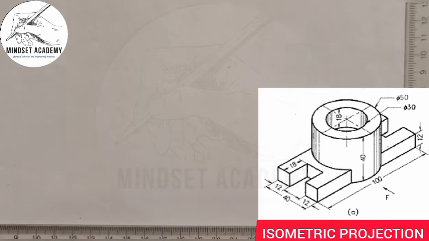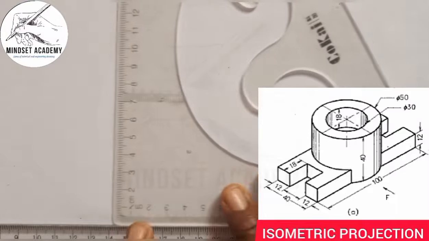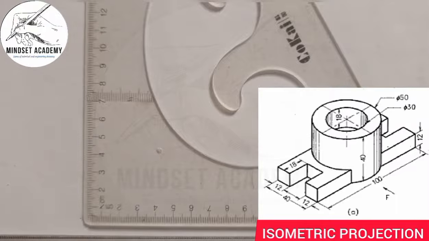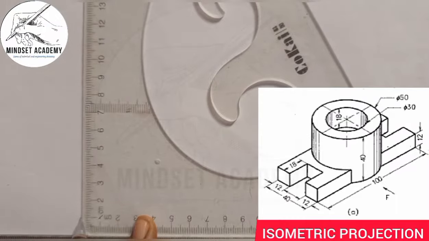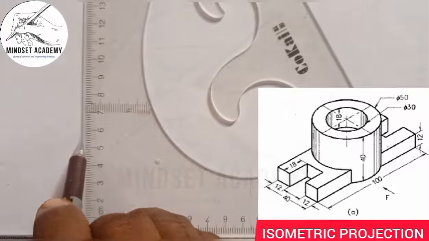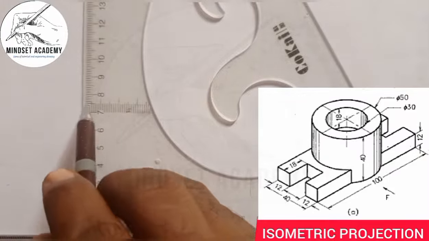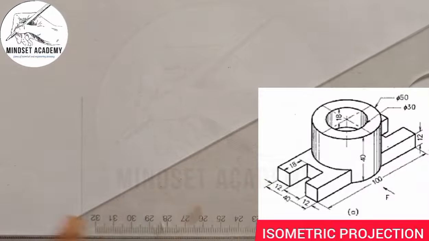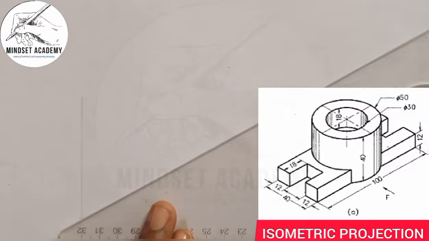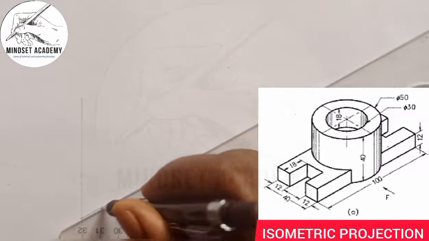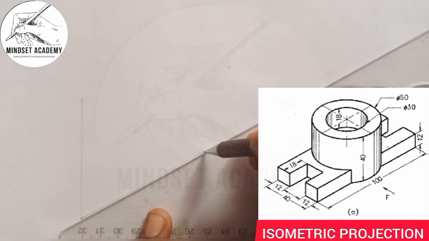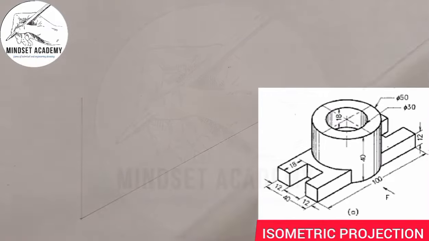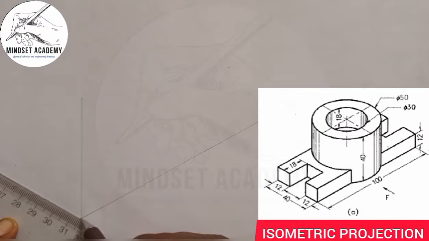Now, when you hear the word isometric projection, the first thing you have to do is to draw your isometric axis. Like you draw your vertical, right? And you draw your x and z axis. This way.